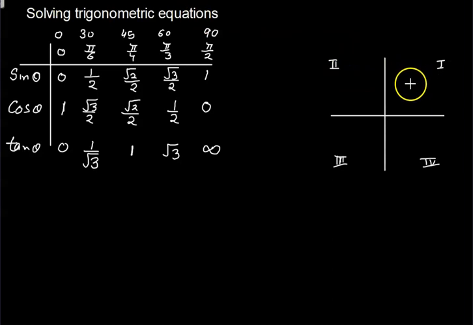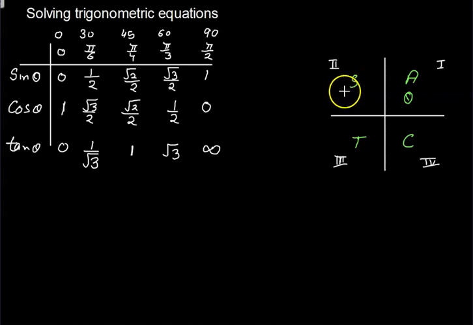Next we look at the ASTC rule. We draw the 4 quadrants and write A, S, T, C. You can memorize it using after school to college or add sugar to coffee. So in the first quadrant, all are positive. A stands for all. So all ratios are positive and the theta remains as it is. The angle remains as it is.